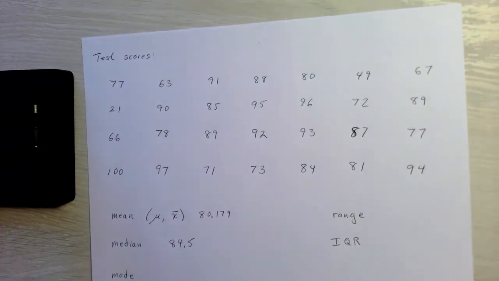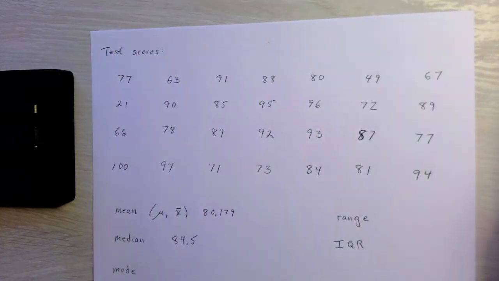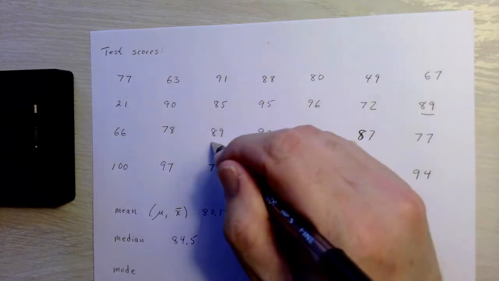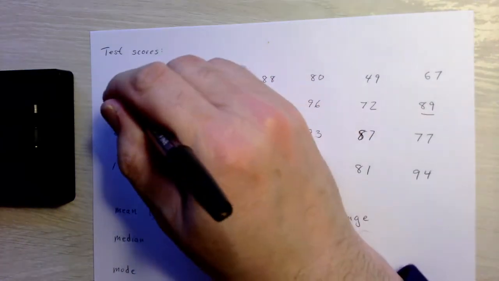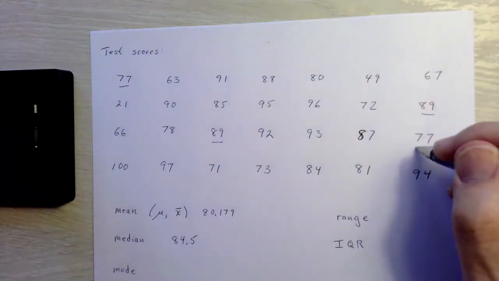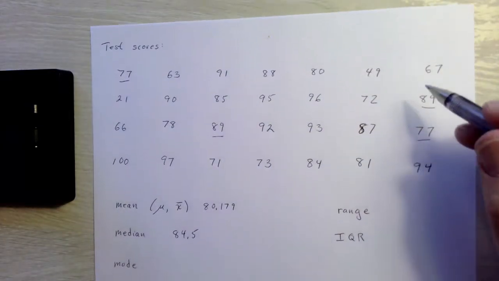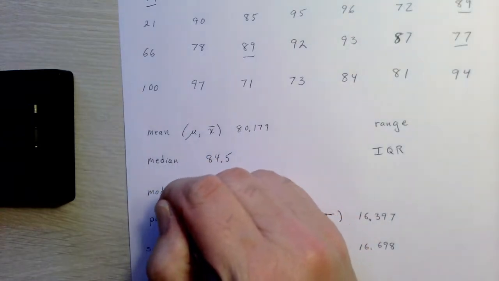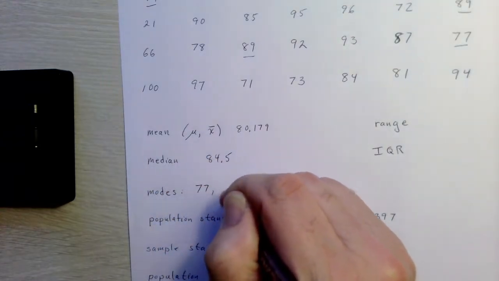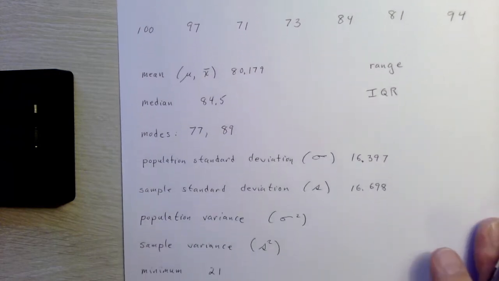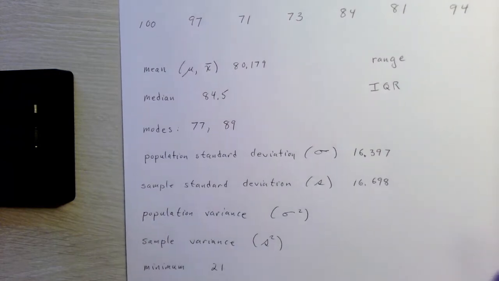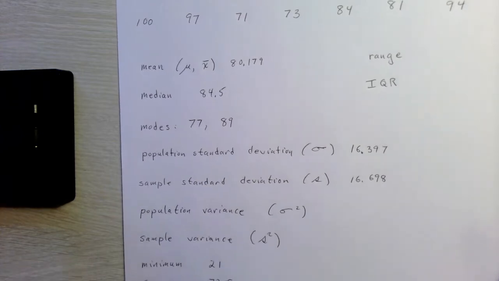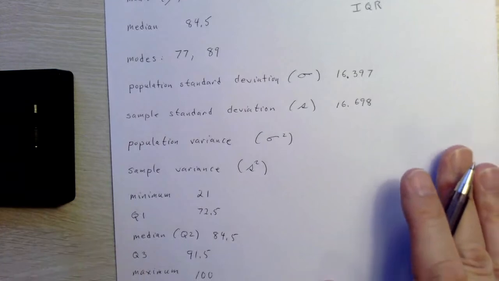And if you look at this, you'll see that there are 2 values that repeat more than once. It's 89 and also 77. Those are the most frequent data values. So in this case we have 2 modes, 77 and 89, and it could be possible that there could be more with bigger data sets.